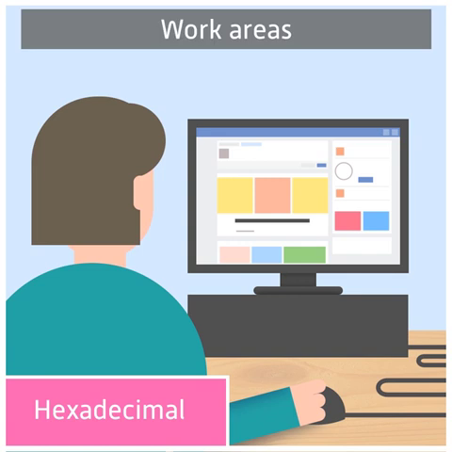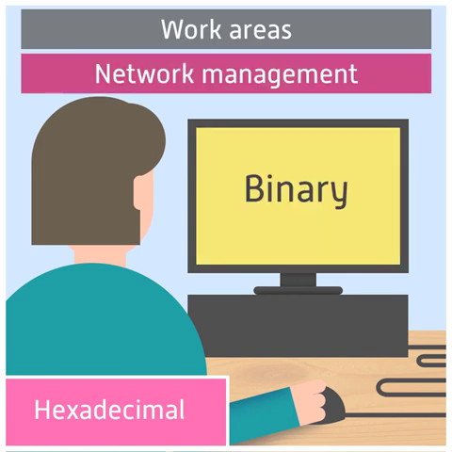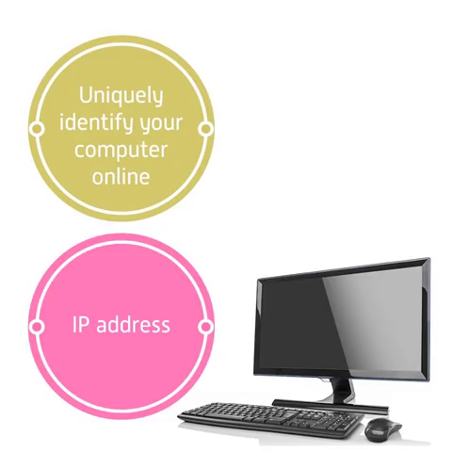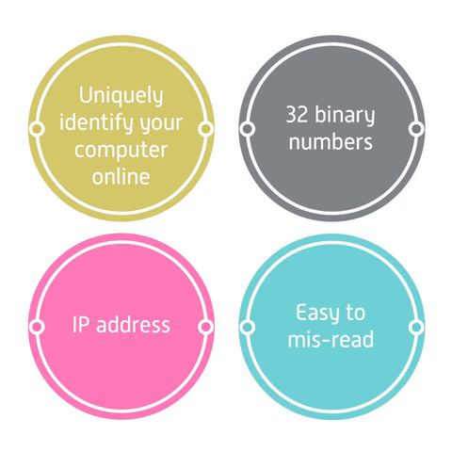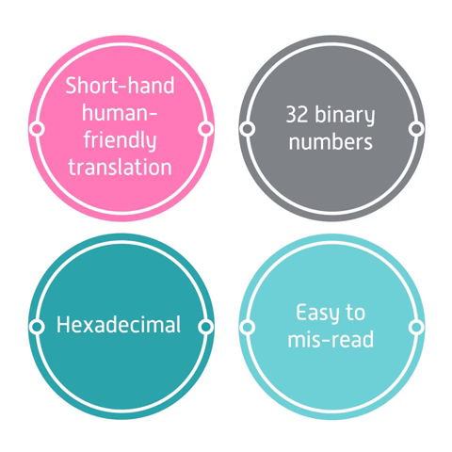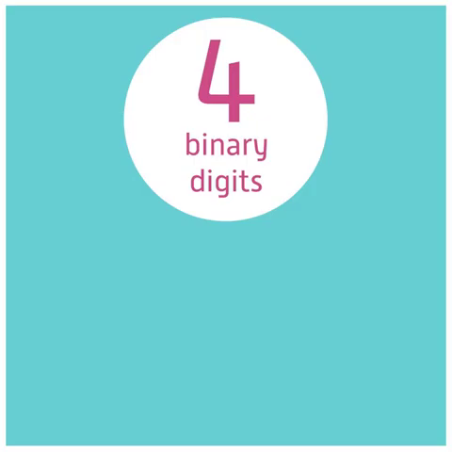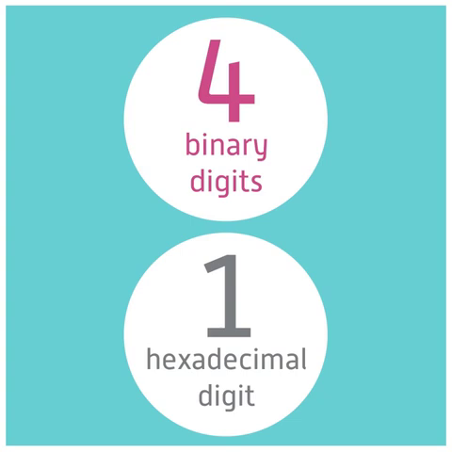In some work areas, particularly in network management, binary numbers are used a lot. The IP address used to uniquely identify your computer online is made up of 32 binary numbers. But binary numbers this long are easy to misread, so hexadecimal is used as a shorthand, human-friendly translation for a binary number. 4 binary digits can always be represented using a single hexadecimal digit.